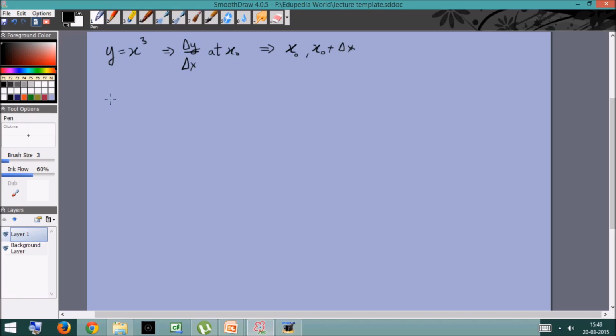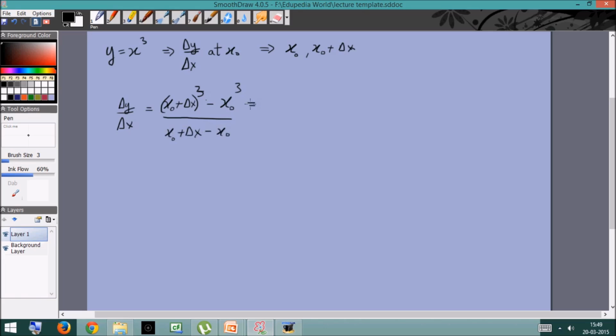So in this case, delta y by delta x would be: the value of y at x equal to x naught plus delta x is x naught plus delta x whole cube. So the change in y will be this minus x naught cube. The change in x will be simply x naught plus delta x minus x naught.